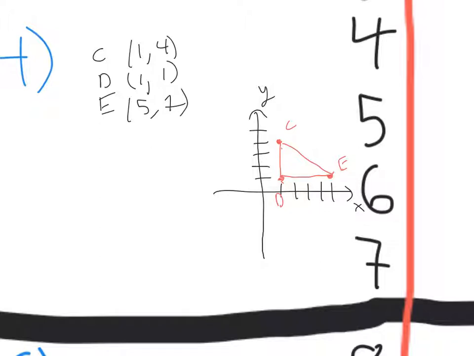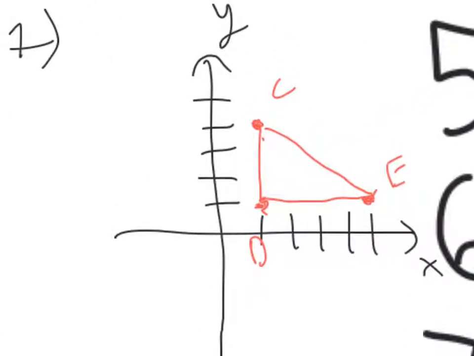All right, find the lengths of sides of CDE. Let's zoom in. Well, from C to D, that's going to just be 1, 2, 3. So that's a side length of 3. From D to E, that would be 1, 2, 3, 4.